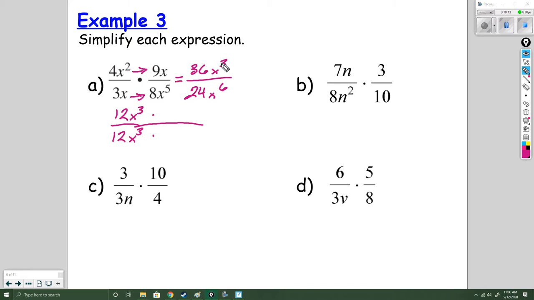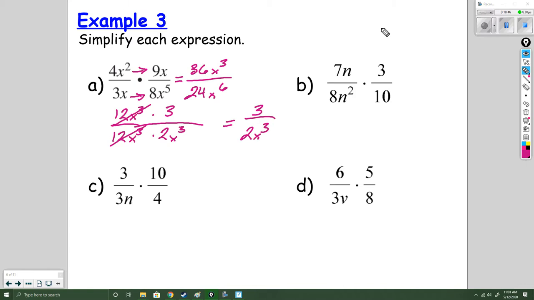Now 36x cubed is just 12x cubed times 3. 24x to the 6th is just 12x cubed times 2x cubed. All right, so we cancel out that common factor, and what we have left over is 3 on 2x cubed. All right, so that's a lot of steps: multiplying, simplifying, crossing out those common factors, and then finally writing our answer. That's not the only method, though.